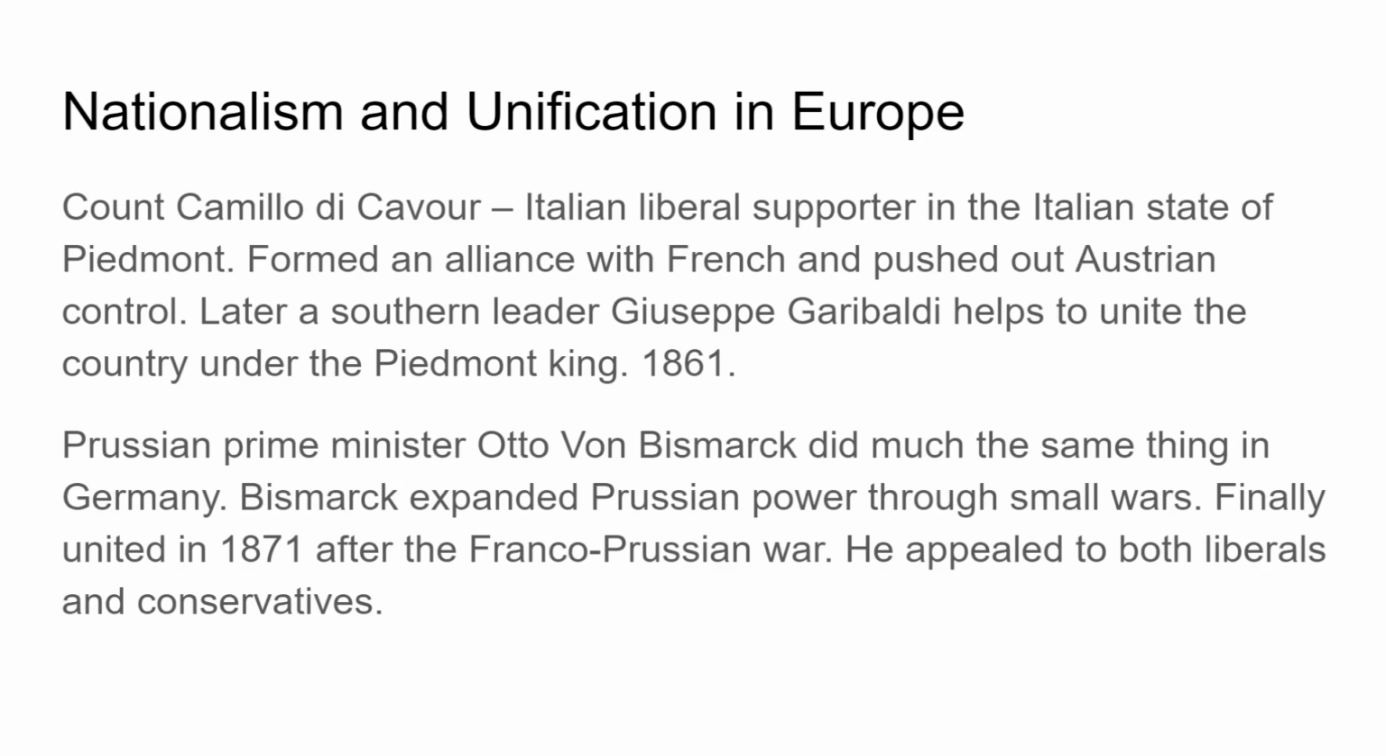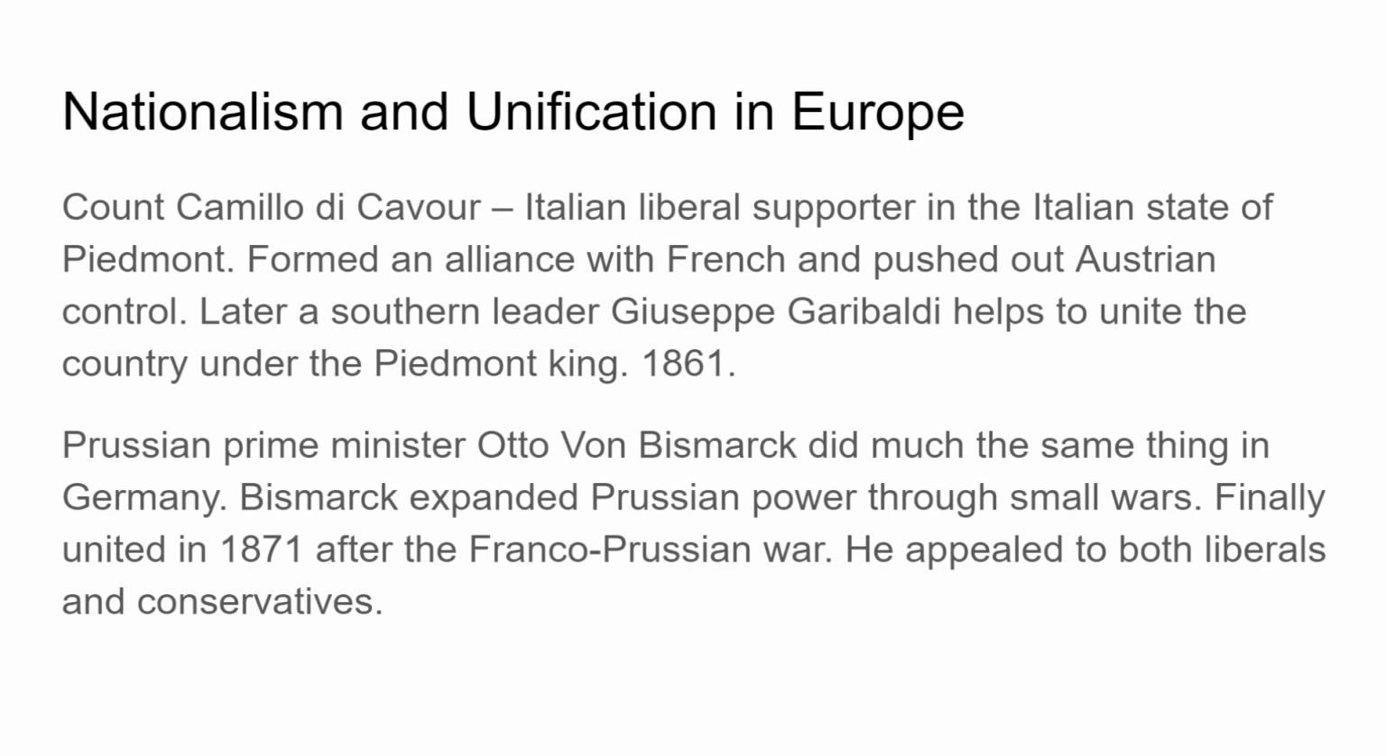He will form an alliance with the French and help to push out Austrian control. Later on, a southern leader named Giuseppe Garibaldi will help to unite the country under a king of Piedmont, and this will unite the whole country in 1861. And we will have our modern-day country of Italy, mostly. There's a little tiny bit that's not part of it yet, but they will form underneath this Piedmontese king and become the modern-day country we know today.